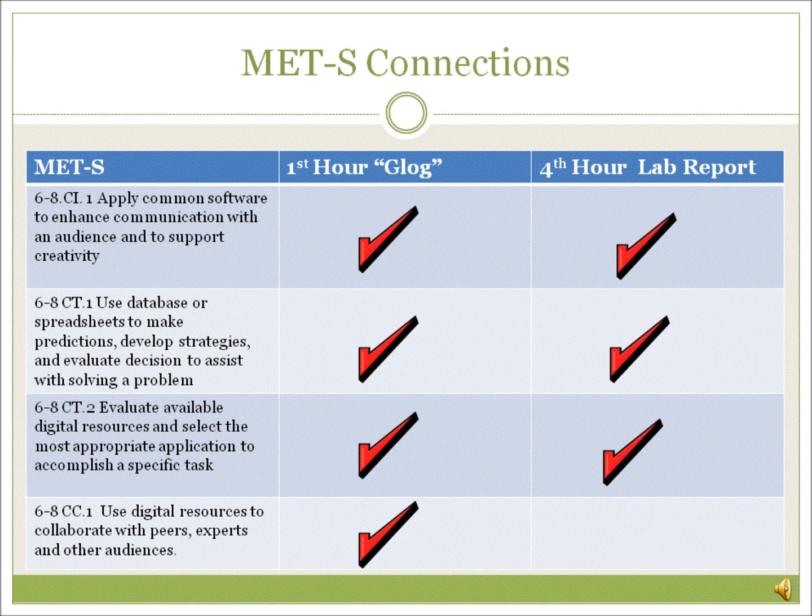First hour and fourth hour both applied common software to enhance communication with an audience and to support creativity. They also used a spreadsheet or database to make predictions and assist with solving a problem. Both hours also evaluated available digital resources and selected the most appropriate one for a specific task. First hour, in addition to the other 3, used a digital resource like the Glog to collaborate with their peers, experts, and other audiences.